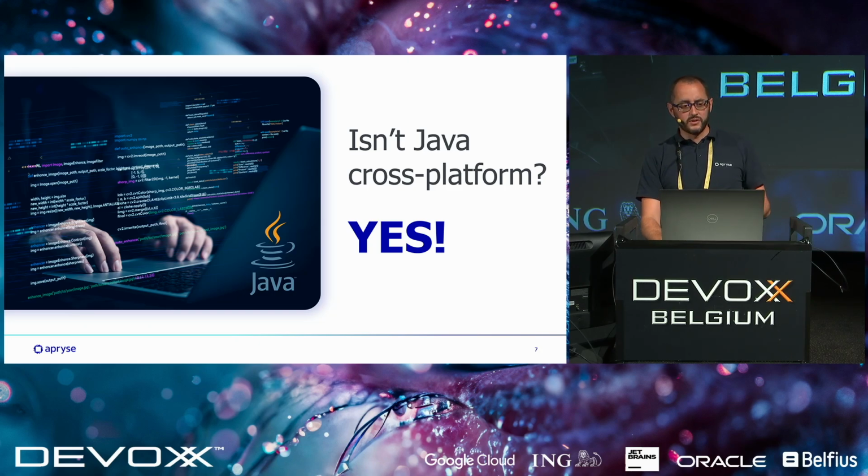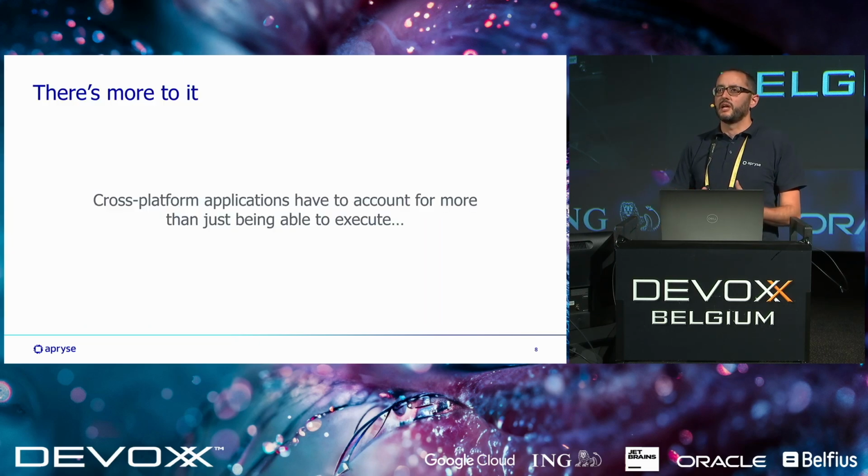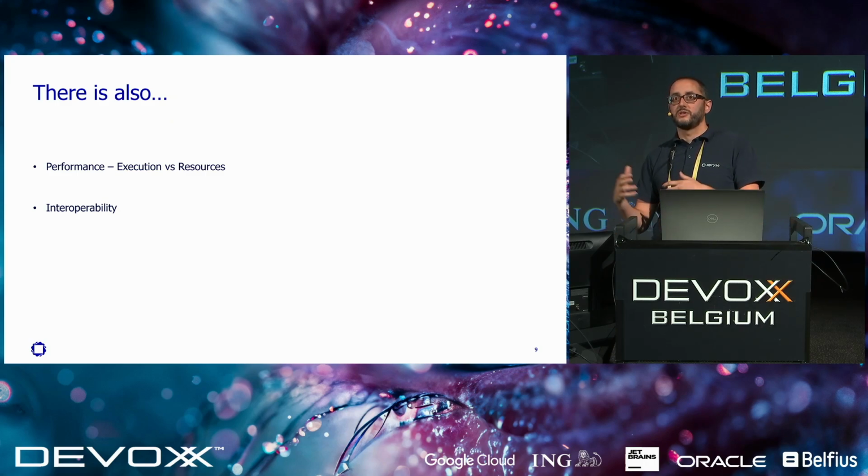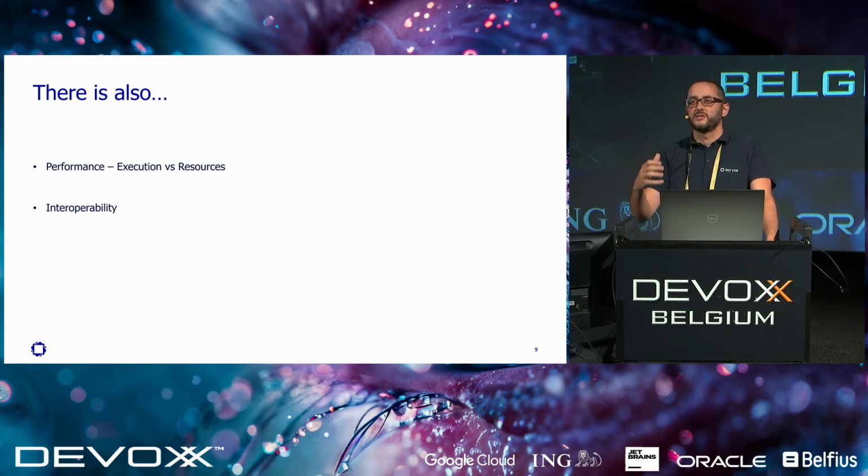So yeah, but there's more to being cross-platform than just being able to execute code. There's way more than just running the code and seeing the results, seeing the data that comes out of it. There's also performance to consider, for execution time versus the resource management that it has, like how big a memory footprint do you use, how big are your executables, your runtimes that you need. There's also interoperability that you need to take into account. How does your application interact with other applications on the same machine that you're running your application on?